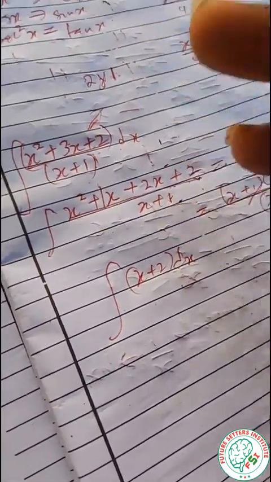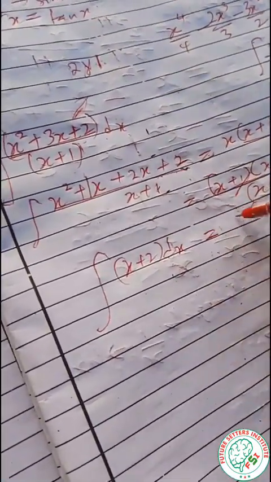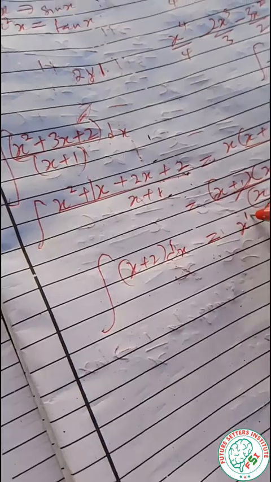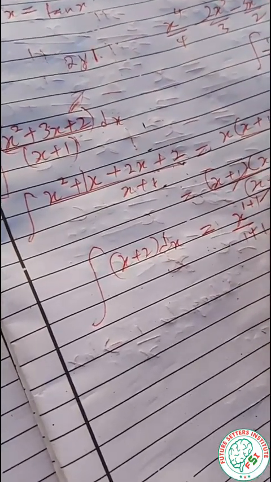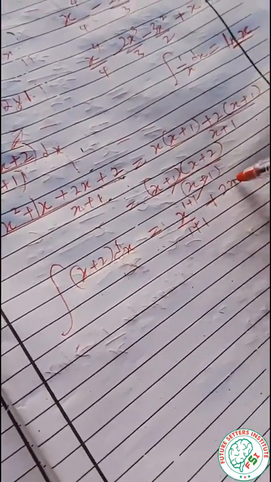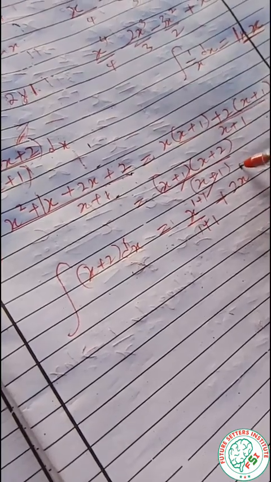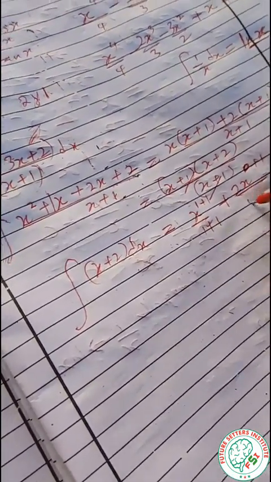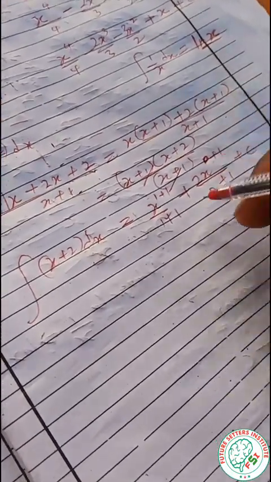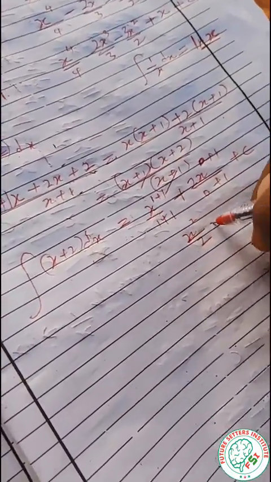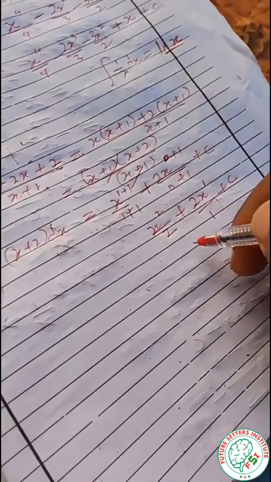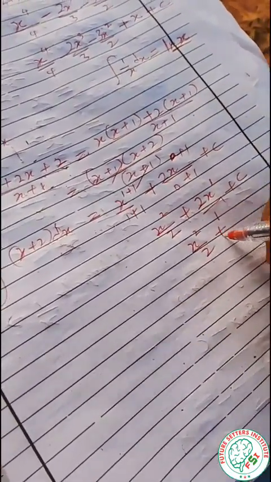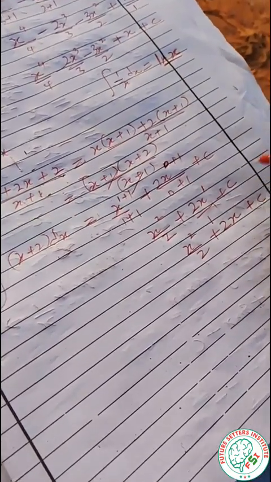So if what we are integrating is only x plus 2, all you just come to do here is write x raised to power 1 plus 1 over 1 plus 1, plus 2x raised to power 0, because x raised to power 0 is 1, so x raised to power 0 plus 1 over 0 plus 1, plus c. And what's this? x raised to power 2 over 2 plus 2x raised to power 1 over 1 plus c. And what's this? x raised to power 2 over 2 plus 2x plus c. Very simple, right?